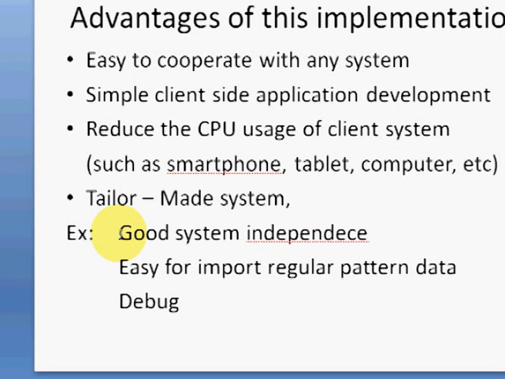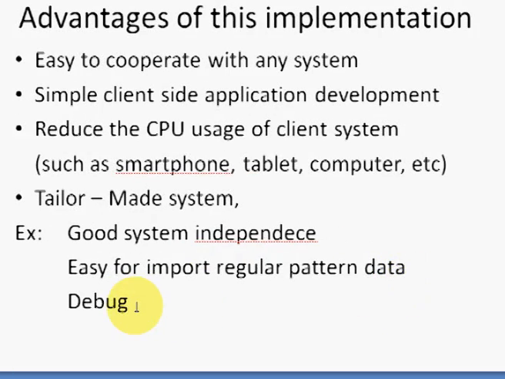The fourth is a tailor-made system, which means that the server-side code and the client-side code are self-developed, and we don't need to use any third-party API or third-party server. It can bring us a lot of convenience, such as debugging and data manipulation. So I'm going to show you how convenient it is for debugging.